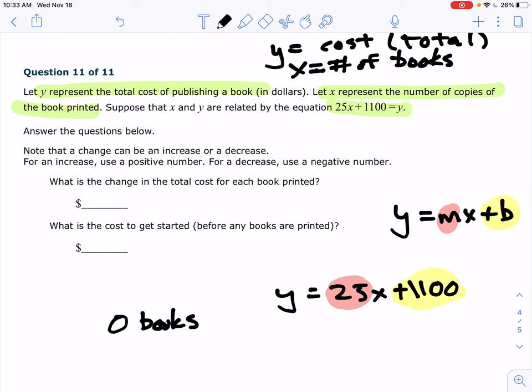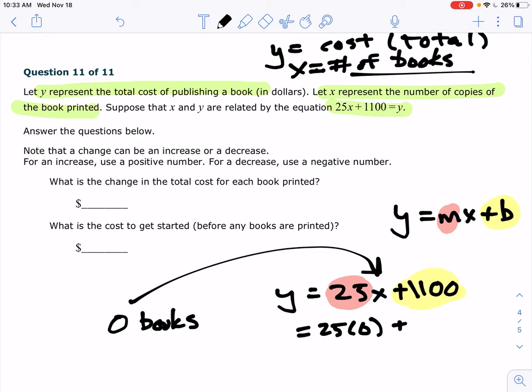I print 0 books. Okay, so if I print 0 books, that means that I take this 0 and I put it in for x, because that's what x is. X is the number of books. So if I put 0 in, you get 25 times 0 plus 1100. This whole thing goes away, and then you wind up with 1100. So your y is your total cost. So if you print 0 books, you've still spent $1,100.